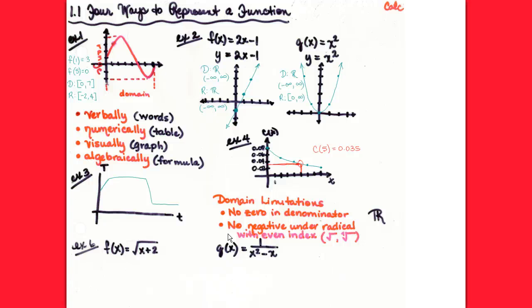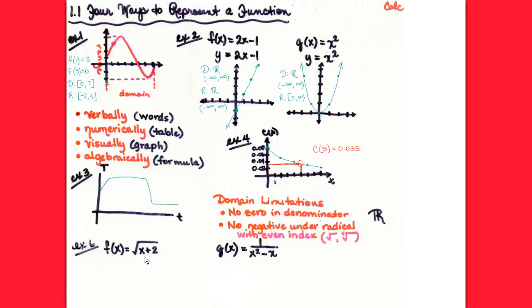All right, so example 6, we've got f of x is equal to the square root of x plus 2. So we do have a radical. We don't want a negative under that radical because it has an even index. So what am I going to do to find my domain? Take what's under the radical and do what with it? All right, set it equal to 0. Set it greater than or equal to 0.